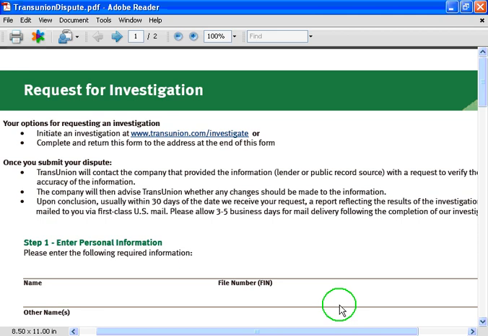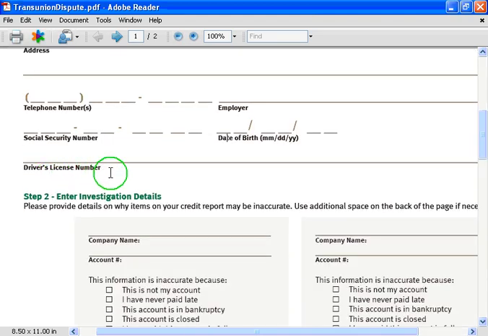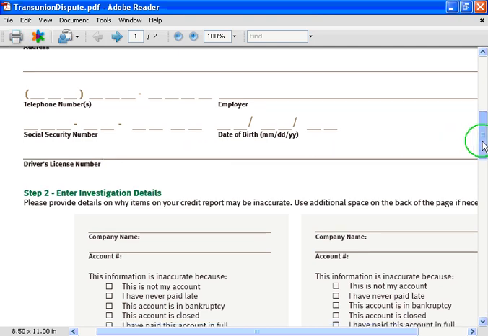Hello everyone and welcome back to CEM Commercial's credit disputing process. Here in front of me I have TransUnion's written form for credit disputing. What you want to do is fill in your name, your file number, which should be on your credit report, your address, your telephone number, your employer, your social security number, your date of birth, and your driver's license number. This is all information that they need to make sure that the person who is disputing is definitely you.